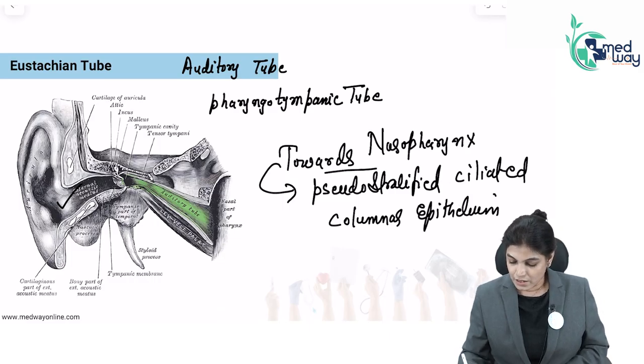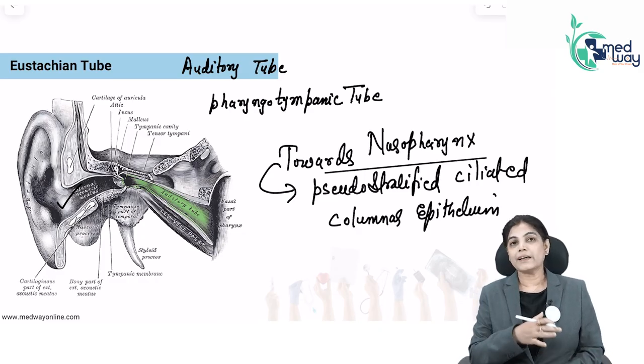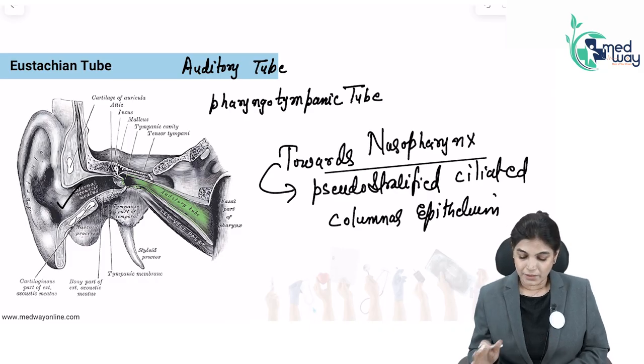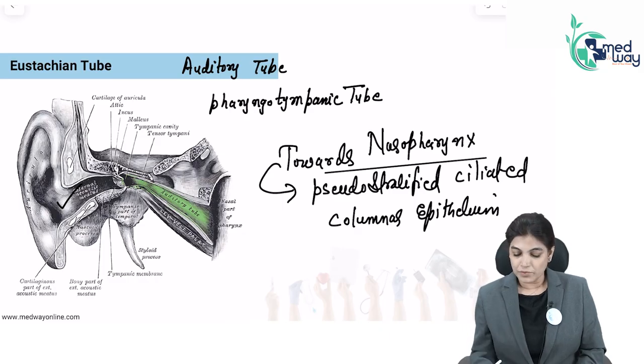And so this is the lining epithelium, and towards the middle ear cavity, it is just ciliated columnar epithelium. So please note down this point. This is very important that it is having two types of epithelium.